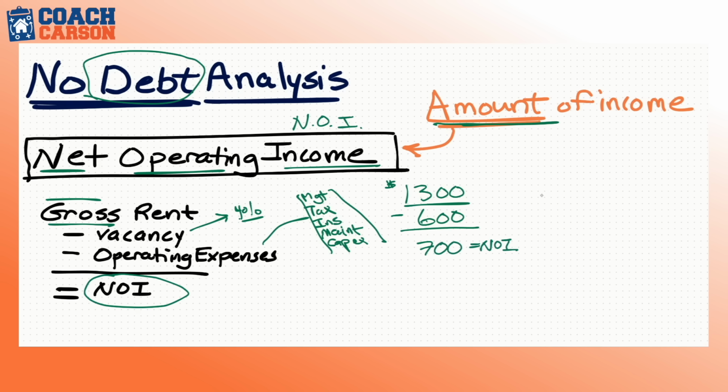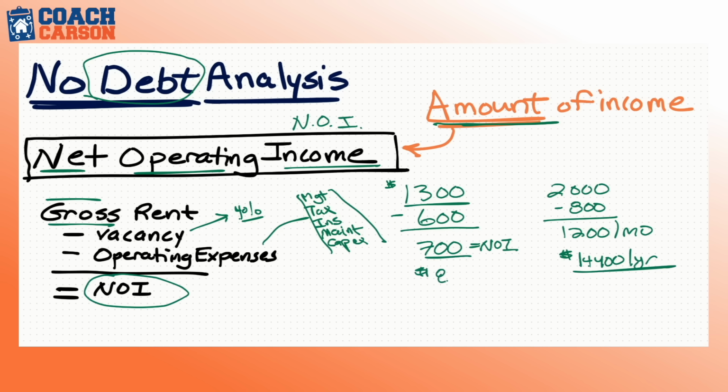So let's do a different price level of property. Let's say I have one that rents for $2,000 per month, and I have $800 in operating expenses. This is a real number on a property that I have, so I'm very familiar with this kind of ratio. And so my NOI would be $1,200 per month, or $14,400 per year. Hopefully I did my math right on that one. And for $700, that is $8,400 per year.